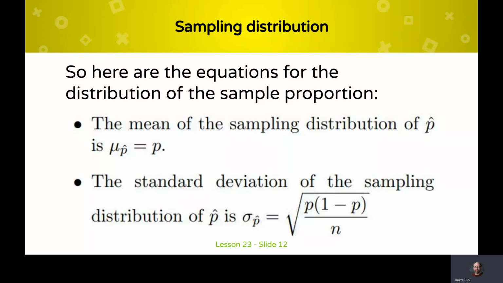So here are the equations for the distribution of the sample proportion. The mean of the sampling distribution of p-hat is mu sub p-hat, which is equal to p, the population proportion. The standard deviation of the sampling distribution of p-hat is sigma sub p-hat, which equals the square root of p times (1 minus p) divided by n.